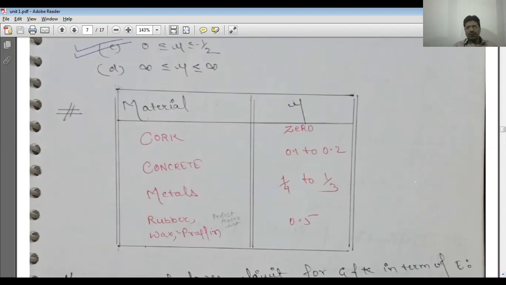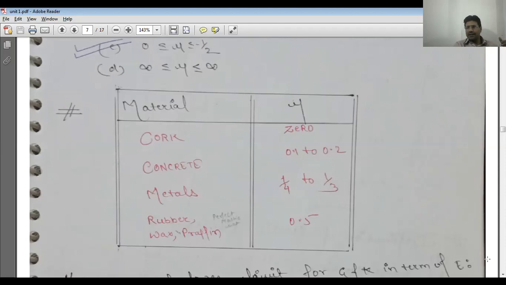Poisson's ratio depends upon the rigidity of the material. The more rigid it is, the lesser the value. For cork, it is assumed to be 0. For concrete, it is taken as 0.1 or 0.2. Concrete is the most rigid material, and metals are slightly more expandable compared to concrete. So metals have Poisson's ratio 0.333 to 0.25, and rubber, wax, and paraffin have more stretchability and are more elastic, so they have Poisson's ratio 0.5.